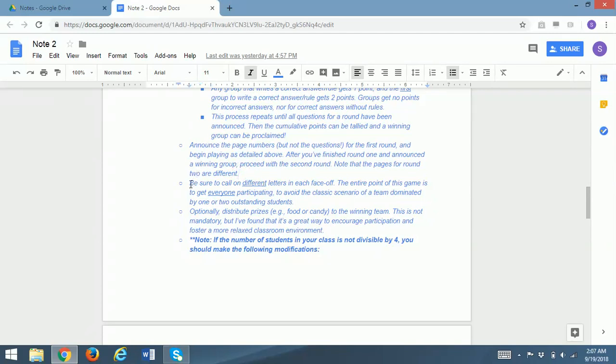So that's that note. Then down here, be sure that you call on different letters in each face-off. If you're just doing this in your head and just calling letters, make sure you alternate through all the letters. My whole motivation behind creating this game and this format is to get everyone to participate.